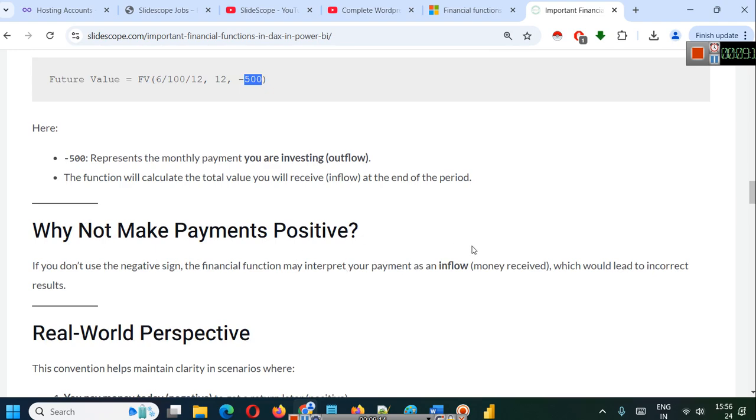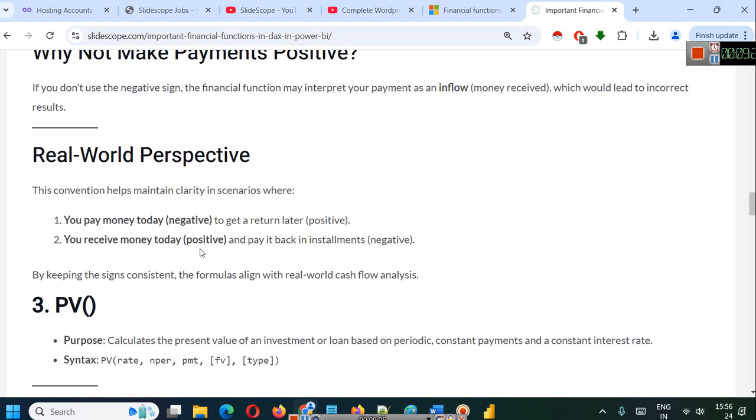Why not make payments positive? If you don't use the negative sign, the financial function may interpret your payment as an inflow, that is money received, which would lead to incorrect result.